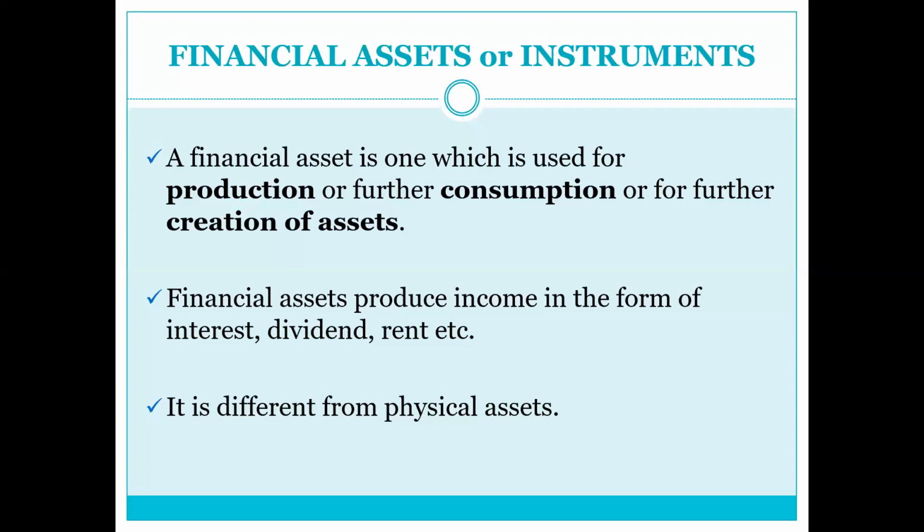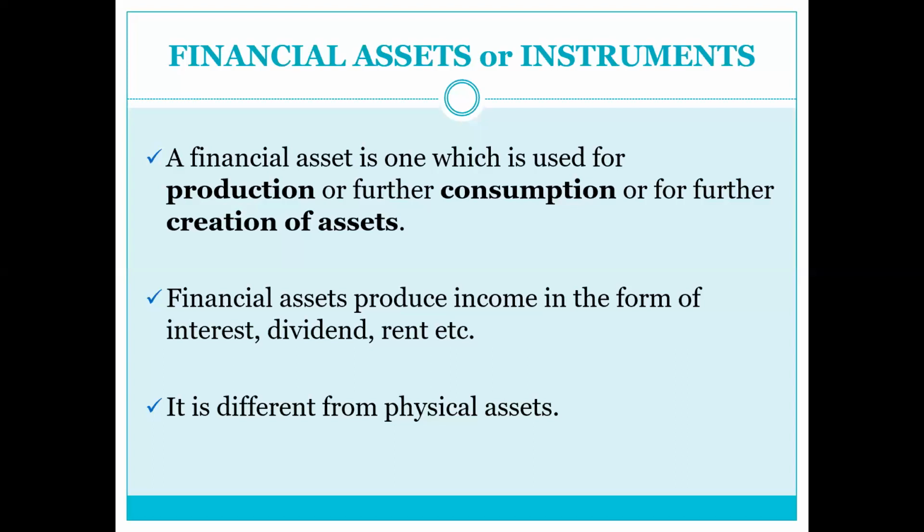So financial assets can be of two categories. The first one is when you use something to produce something else, then that asset that you bought to produce something else will be considered as a financial asset. Or if you already have an asset which you're using to create further income or to produce further income, then that asset will also be considered as a financial asset. Financial assets could earn you income in the form of interest, dividend, rent, etc.